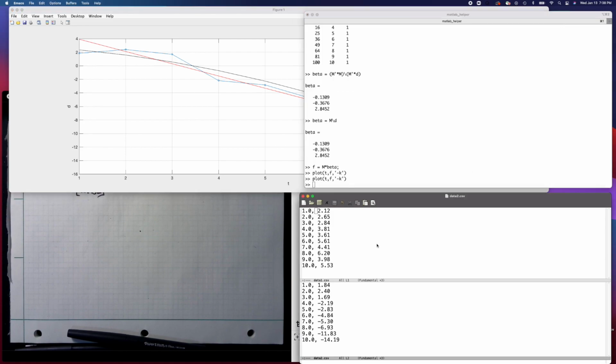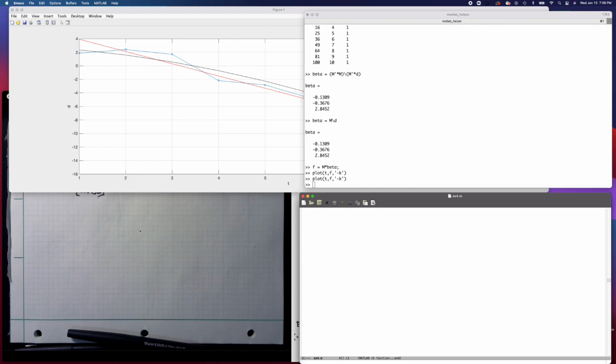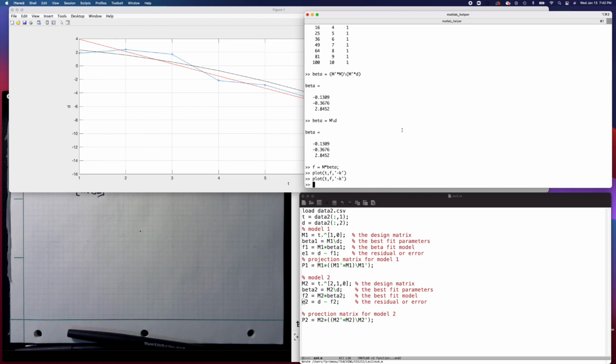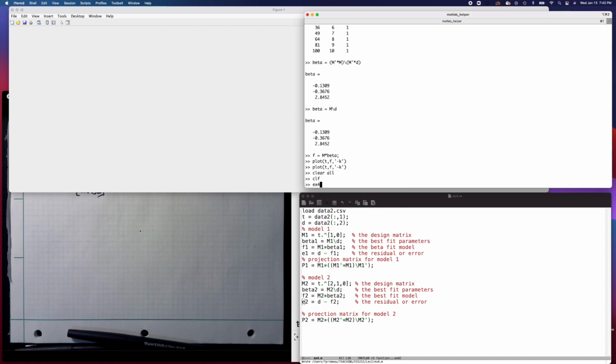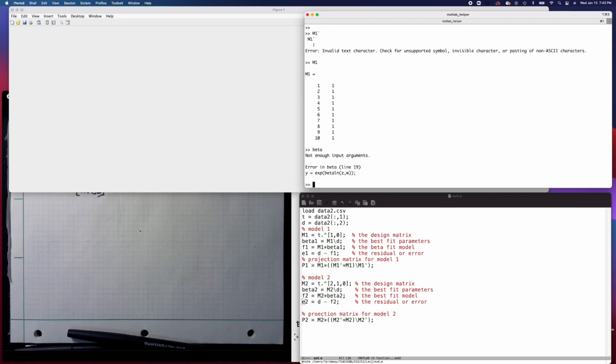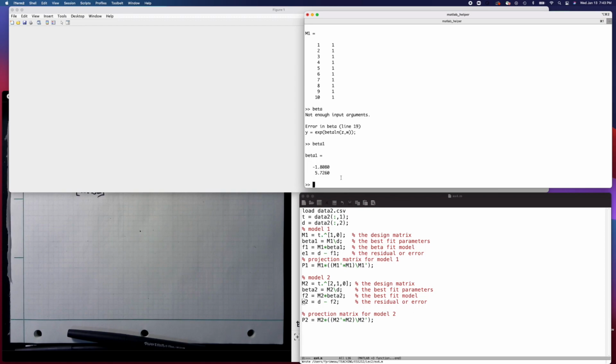So let's go to a script, example 4.m. Try it out. Clear all, clf. Example 4. All right, so let's look at what we've computed. So I have M1, that's the model, the intercept, and the time dependence in the model. Beta 1, the slope and the intercept, F1, the best fit model, and E1, the vector of residuals.